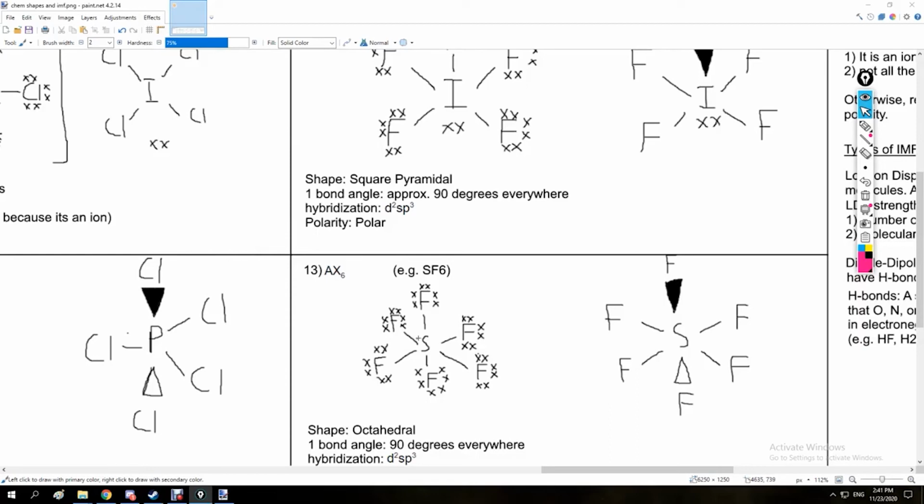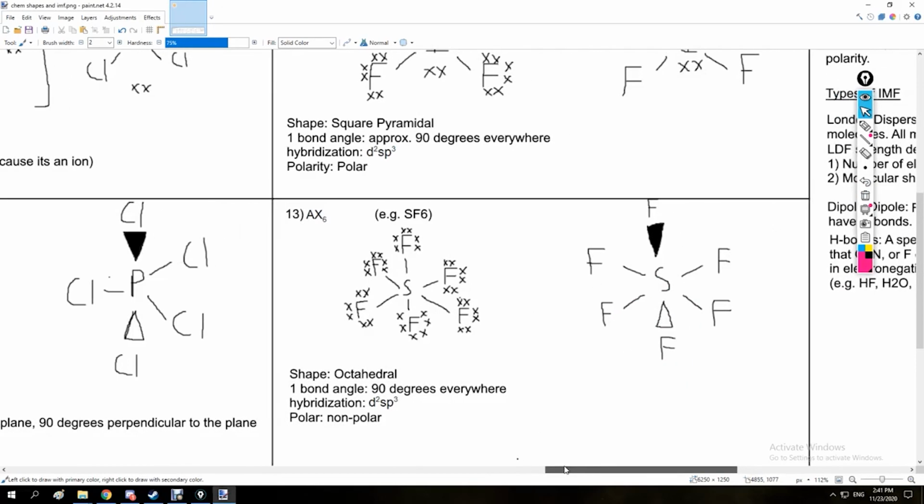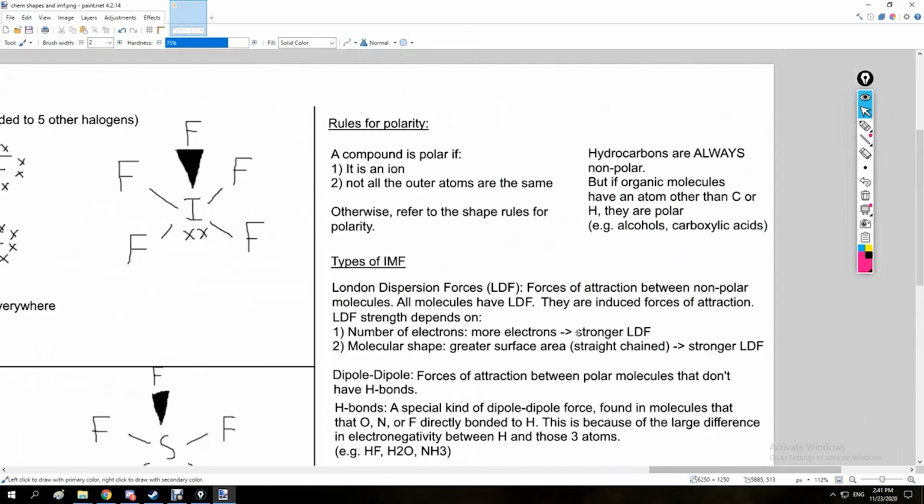And now the last shape, AX6. This is a central atom with 6 outer atoms drawn around it. You can think of it as 2 square pyramids stuck together. So you have a square base, 1 atom vertically above, and 1 atom vertically below. This is called octahedral. The bond angle is 90 degrees everywhere, similar to square pyramidal. Hybridization is D2sp3, and the polarity is nonpolar because all of the dipoles are going to cancel out. The net dipole is going to be equal to 0.